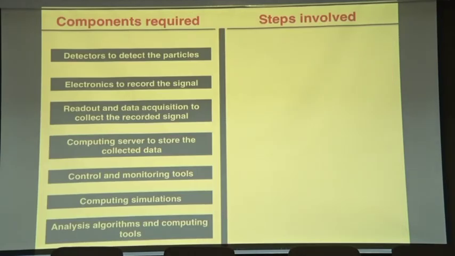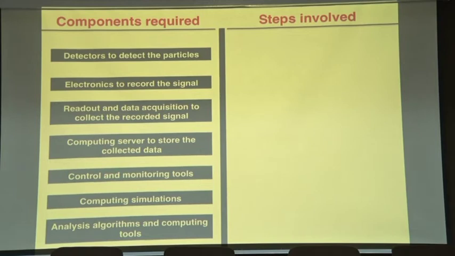So now let us summarize. For these kinds of experiments, what are the components required? Okay. So detectors we need, because we need to detect the particles, because they are the only source of information. Electronics, because after the detection, we have to record the signal, and for that we need electronics. Then readout and data acquisition, to collect the recorded signal, right? And then computing servers are required to store the collected data.